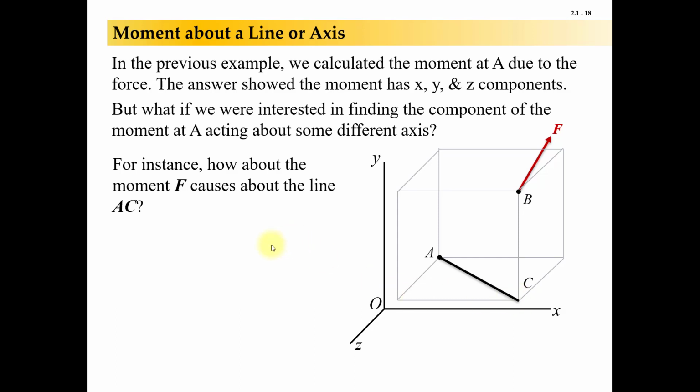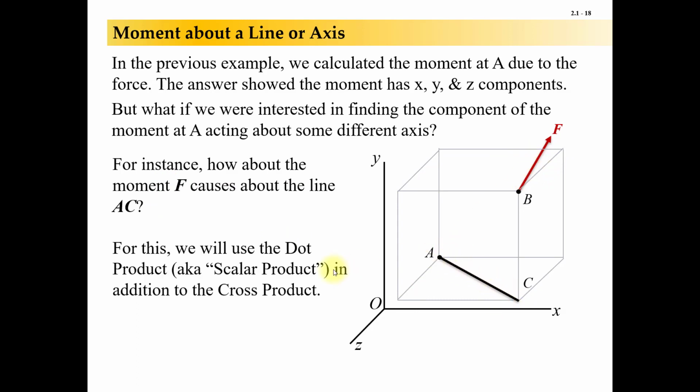And so we can calculate that. Maybe we want to find out how much moment the force F is causing about this line AC as opposed to just A. And for that, we're going to use the dot product in addition to the cross product.